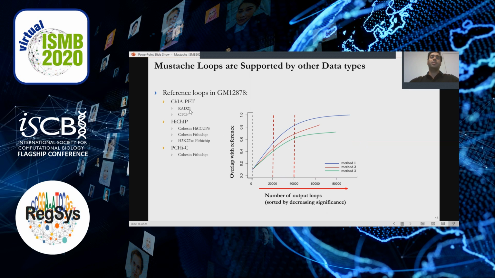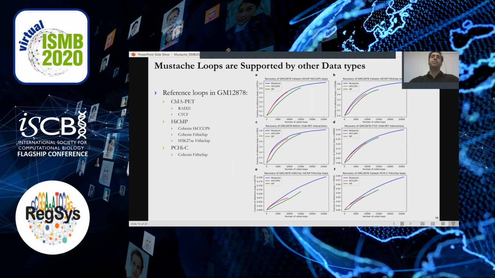So we take ChIA-PET, HiChIP, and promoter capture Hi-C loops as reference loops, and then see how many of them and what percentage of them we are recovering by applying methods on Hi-C data. So the x-axis is the number of loops we are calling in Hi-C data. The y-axis is the percentage of the reference loops we are finding. And the color shows the method.